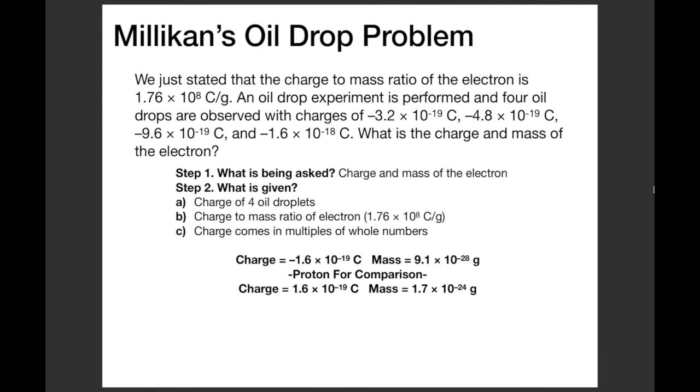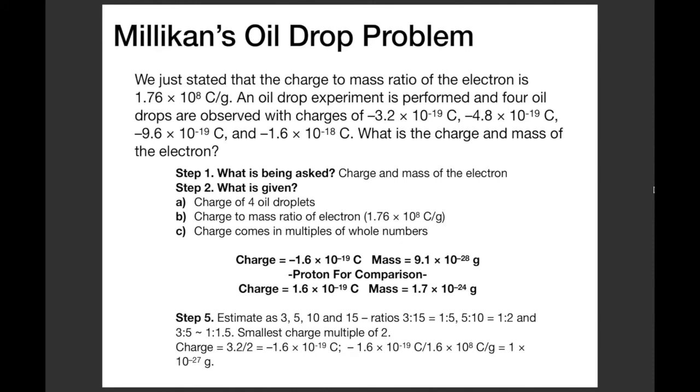For comparison, we can look at the proton, a charged particle that has the same magnitude of charge as the electron, just an opposite sign, but its mass is 1.7 times 10 to the minus 24 grams. So it's significantly more massive than the electron is.